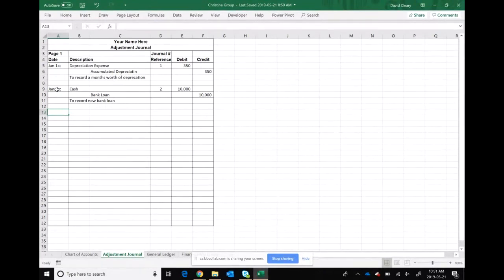So our adjusting entry here is to show that we've incurred an interest expense. We have to pay some interest during this time. So again, the date is January 1st. We're going to debit the expense first. So this would be interest expense. This would be entry three. It was $83. And then we're going to credit interest payable because we have not paid it yet, but we have incurred the expense. So interest payable by $83. And then our description would be something along the lines of to record a month's worth of interest.